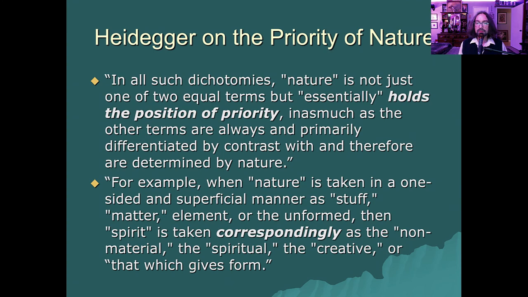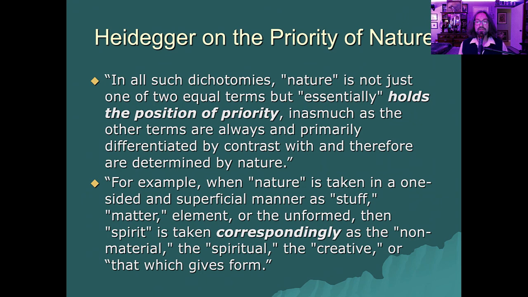Heidegger next points to a very interesting idea, which is that in this basic dichotomy of spirit and nature, notice in our course, spirit comes first and then nature, Heidegger wonders if there's not in fact a basic priority of nature, such that perhaps the course should have been called Nature and Spirit. In all dichotomies between nature and its other, history, art, grace, spirit, etc., nature isn't just one of two equal terms, but essentially holds the position of priority, inasmuch as the other terms are always and primarily differentiated by contrast with, and therefore are determined by nature.